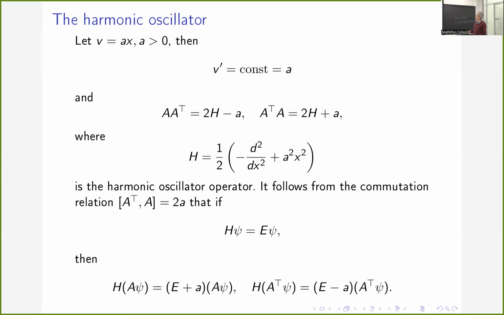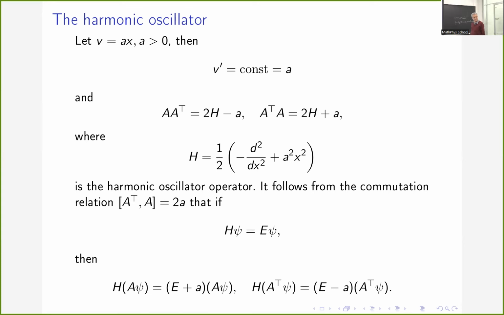It means that V prime is a constant. Assume that it's a, positive, and then V is equal to ax. If it's the logarithmic derivative of some eigenfunction, then the operator has to be the operator of the harmonic oscillator, nothing else. It follows from this commutation relation, and this commutation relation is just the Darboux transformation. Written down: if H psi equals E psi, then H A psi equals (E plus a) A psi.